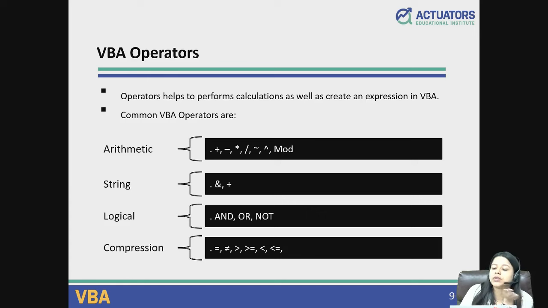And then we have the VBA operators. So what are the different operators? Arithmetic operators, these are basic arithmetic operators like we use in Excel. String operators are and, plus. I've used plus over here in my message box, Hello, plus, name. Logical operators: and, or, not. And we have the comparison operators. Basically, this is to compare. We have equal to, not equal to, greater than, all these. So this is basic that we do in Excel, right?